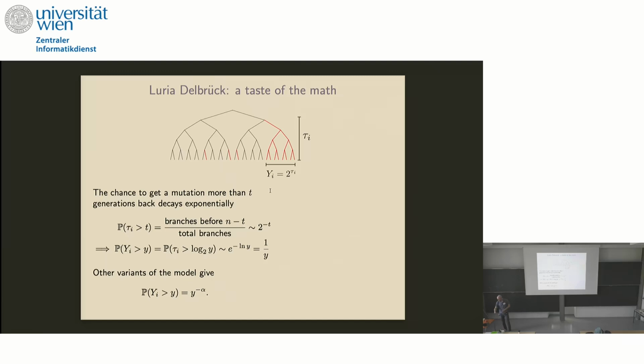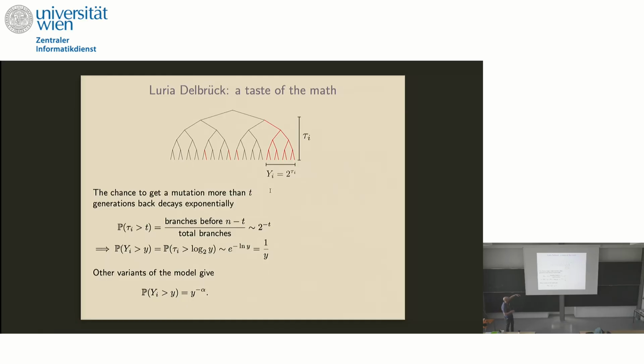And now, if you look at the distribution of y, and you plug in that distribution of tau, the exponential decay of the time to get the mutation cancels with the exponential effect of having a mutation early in the experiment. So you're exponentially less likely to get a mutation early, but it has an exponentially large effect, and boom, this interplay of exponentials gives you a power law.